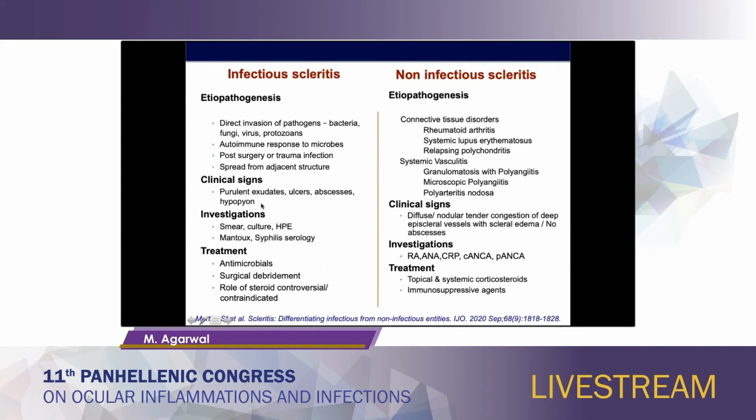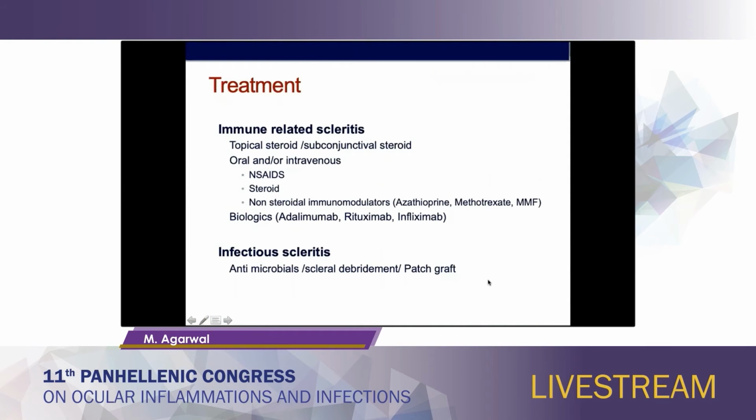Workup, again, is basically a microbiologic workup. Here, it is a collagen workup. Treatment, again, in infectious it's all antimicrobials. The role of steroids is controversial and contraindicated. But here, we have to use topical and systemic corticosteroids along with immunosuppressive agents. So, in immune-related scleritis, I would emphasize steroids, oral and intravenous, non-steroidal immunomodulators, and biologics in cases with recurrence and no response. But in infectious scleritis, we have to be careful: antimicrobials, scleral debridement, patch graft.